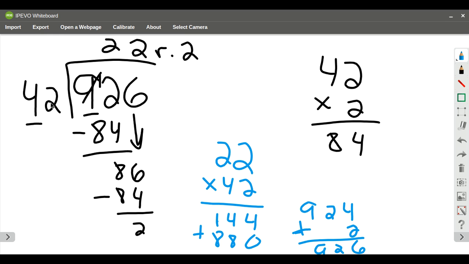So that's how I solve using the standard algorithm. I just look to see where I can divide, what value I can divide 42 into. I didn't look to see if I could divide 926 by 42 all at once, but I broke it into smaller pieces. I solved using the standard algorithm. So I multiplied, subtracted, brought down, multiplied, subtracted. I didn't have anything else to bring down, so 2 became my remainder. And then I checked by using multiplication. So I did my standard algorithm, and then I added in the remainder.